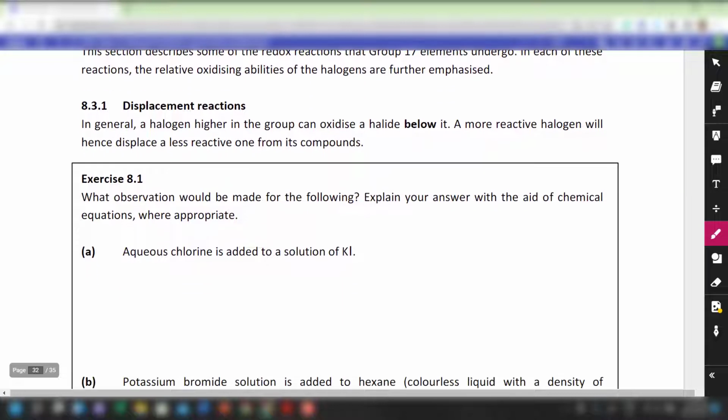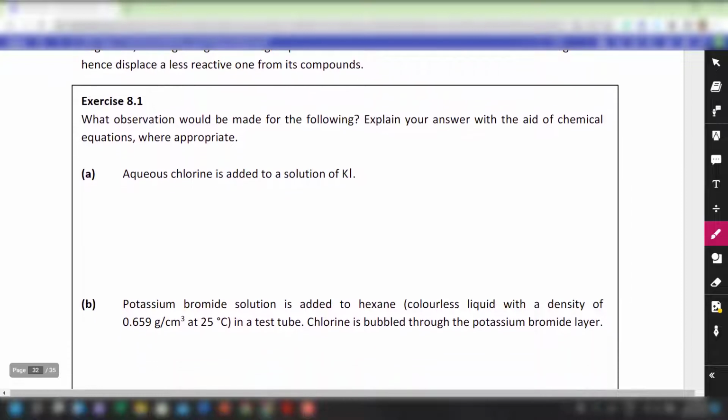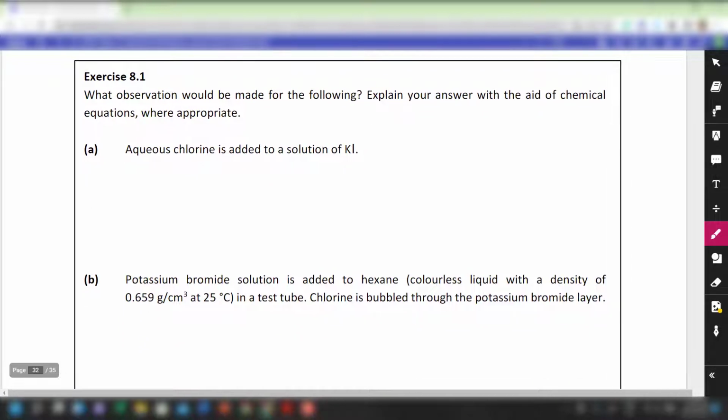Okay, I think an example will help a lot more. So if you take a look at exercise 8.1, what observation will be made for the following? Explain your answer with the aid of chemical equation where appropriate. So we are adding aqueous chlorine to a solution of KI.